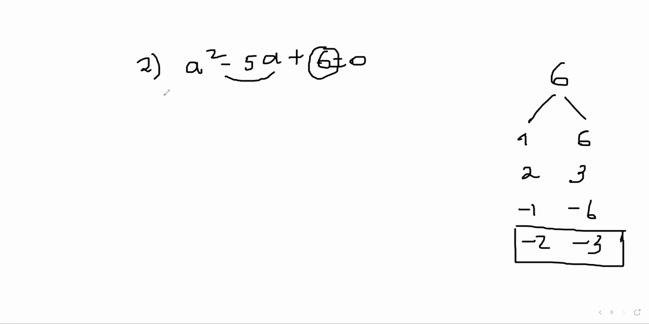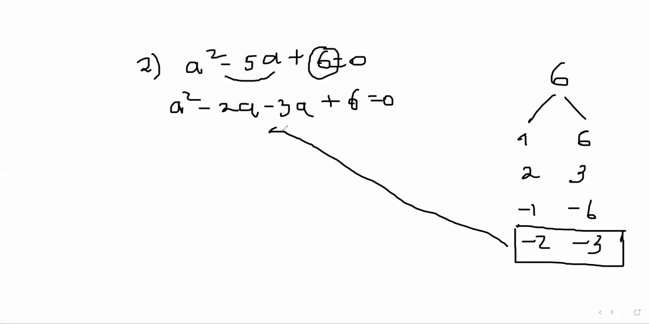So if it is minus 5a, then the well-suited numbers here are minus 2 and minus 3. So we are going to put here minus 2, minus 3. Let's check. So it's going to be a squared minus 2a minus 3a plus 6 equals 0. So 5a we have divided into the sum of two expressions. Try not to mix it with the solutions. Minus 2 and minus 3 are not solutions. We are looking for solutions, but they are not yet solutions. We use them to write 5 as the sum of minus 2 and minus 3.